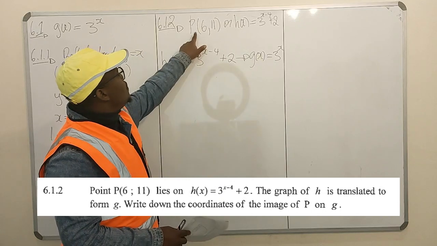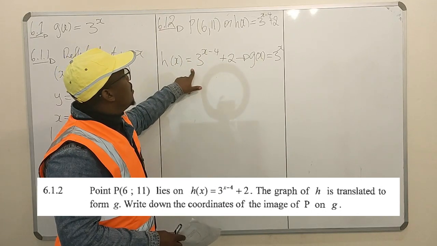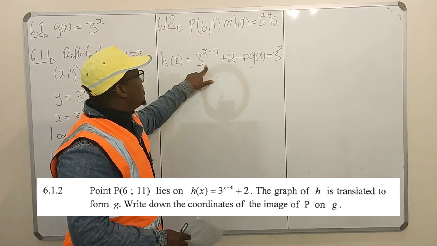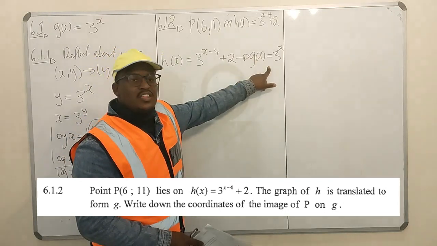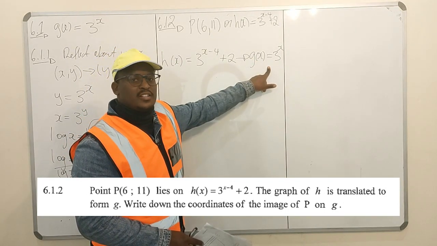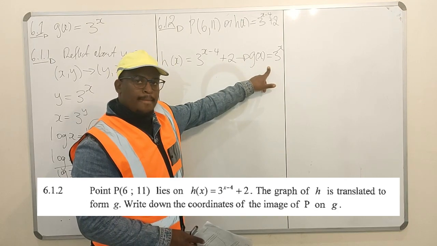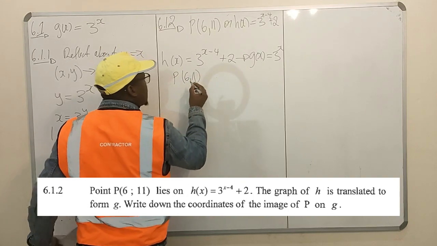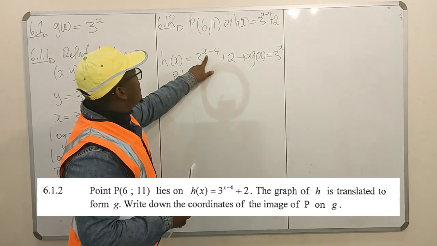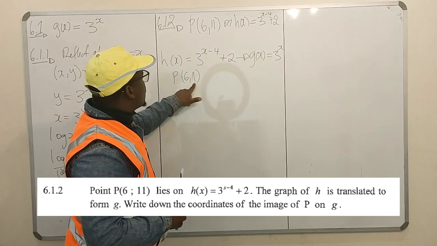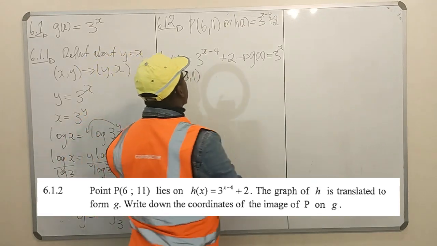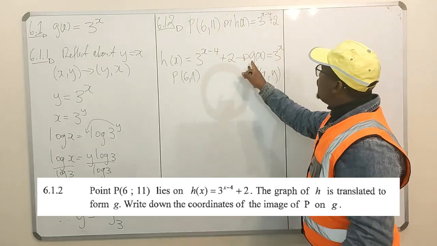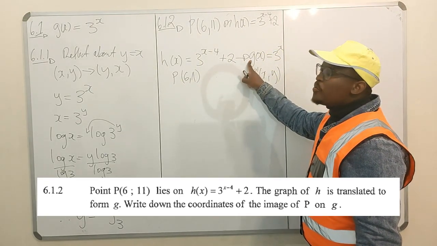So now they're saying if P, which is 6 and 11, was on h, what will be the image of P on the newly translated function g? You have that your P here is 6 and 11, which means if you put 6 there, your corresponding y value will be 11. So now they want you to find P prime on this newly formed function that was formed by transforming the old one.